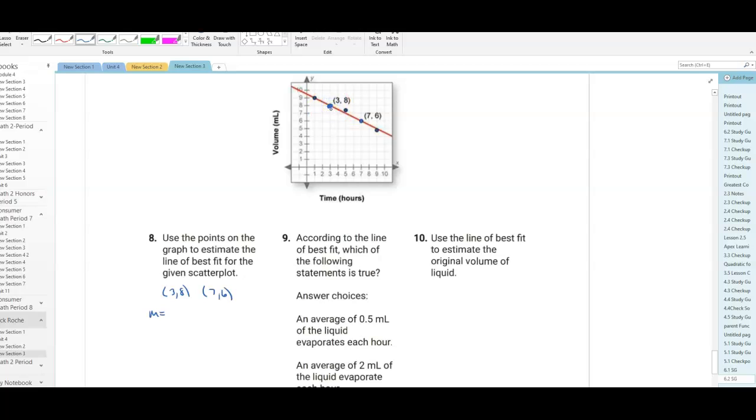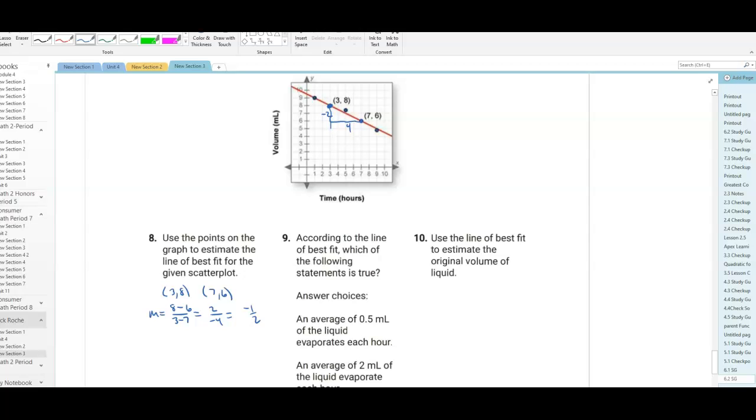Now, I could use a graph to find the slope where I go down 1, 2, and over 1, 2, 3, 4. So it's negative 2 over 4. Or I could just say y2 minus y1 over x2 minus x1, which gives me 2 over negative 4. So my slope would be negative 1/2.